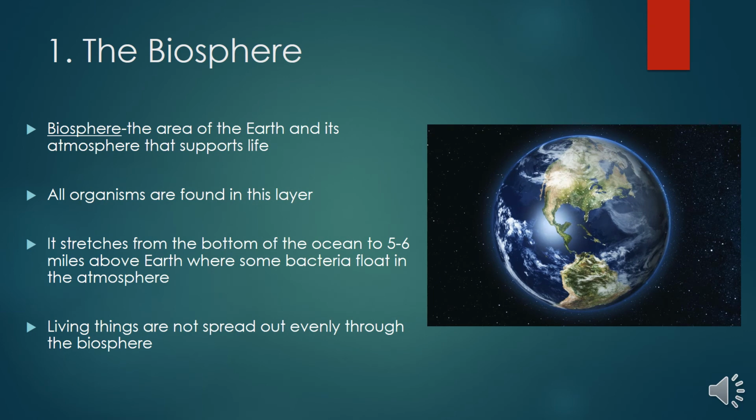So the first one is the biosphere. This is the area of the Earth and its atmosphere that supports life. All organisms alive are found in this layer. It stretches from the bottom of the ocean to about 5 to 6 miles above Earth, where some bacteria float in the atmosphere. They're alive up there, but they live in the atmosphere. Living things are not spread out evenly through the biosphere. There might be the rainforest, where you have hundreds and hundreds of species in 1 square mile, and then in the ocean, where you have 1 blue whale in a square mile.